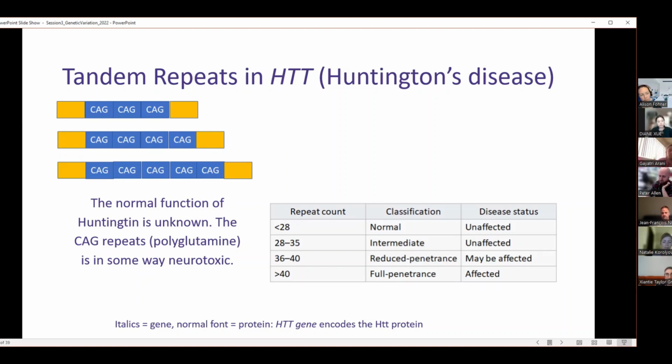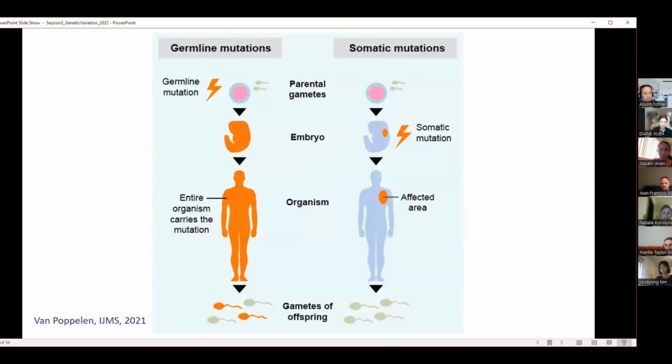So in terms of terminology for how to think about reading and writing in genetics, you often see that we have italics for the gene name. So HTT is the gene, and the protein is written in normal font. So if you're reading a paper and you see the same letters in italics or non-italics, one often refers to the gene and the other to the protein.